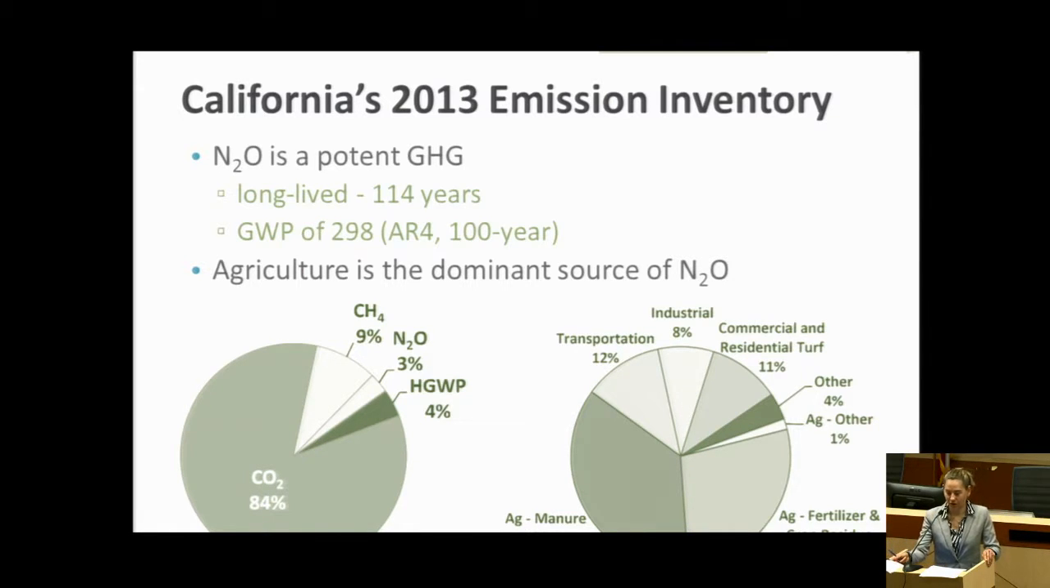As I'm sure you know, nitrous oxide is a potent greenhouse gas. It's long-lived. It has a high global warming potential. According to the 2013 California Greenhouse Gas Inventory, nitrous oxide contributes about 3% of the state total emissions, and about 2/3 of which came from the agricultural sector.